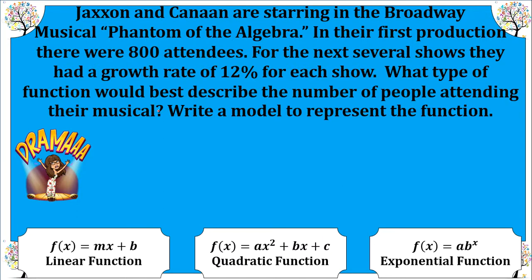Jackson and Kanan are starring in the Broadway musical Phantom of the Opera. In their first production, there were 800 attendees. For the next several shows, they had a growth rate of 12% for each show. What type of function will best describe the number of people attending the musical? So it is exponential because we are growing at a rate, a percentage. So our A value is the initial amount of people. And then our B value is the growth. The rate is 0.12, but the growth factor is 100% plus the 12% growth. So that's our B value.